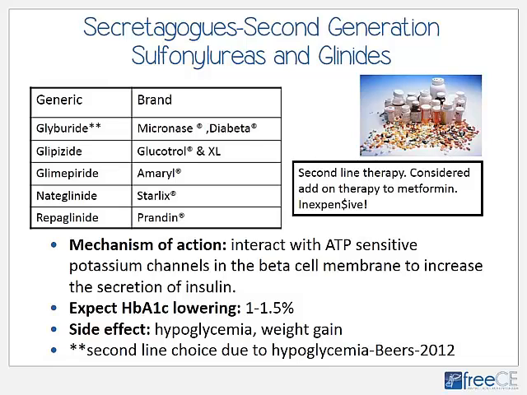So we're not going to use glyburide on any of our elderly patients because glyburide in 2002 was put on the Beers list. So we're not going to be using glyburide in our elderly patients. And the truth is, I think most physicians have backed far away from glyburide because of that potential for hypoglycemia.